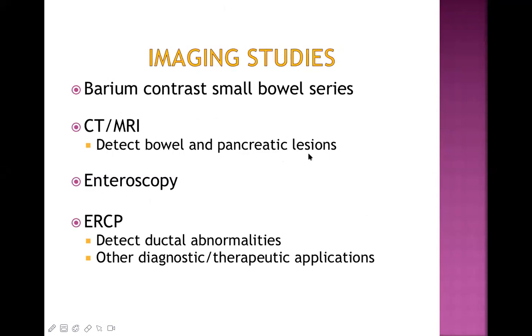What imaging studies or techniques do we use to diagnose different types or causes of malabsorption? A barium contrast small bowel series can be done. This is the barium contrast X-ray of the small bowel. CT and MRI can be done if you suspect tumors, especially since tumors can be very easily picked up by CT as well as MRI. Enteroscopy is the endoscopic examination of the bowel.